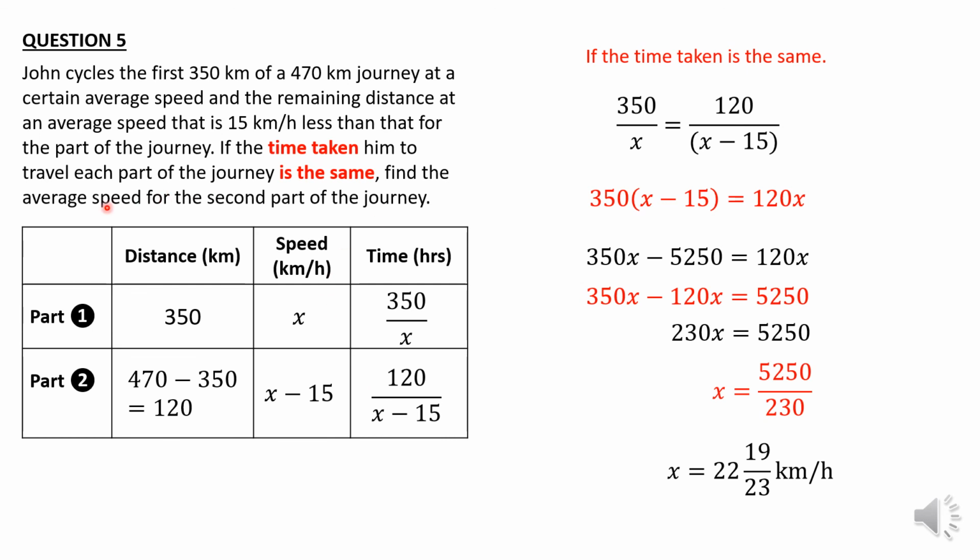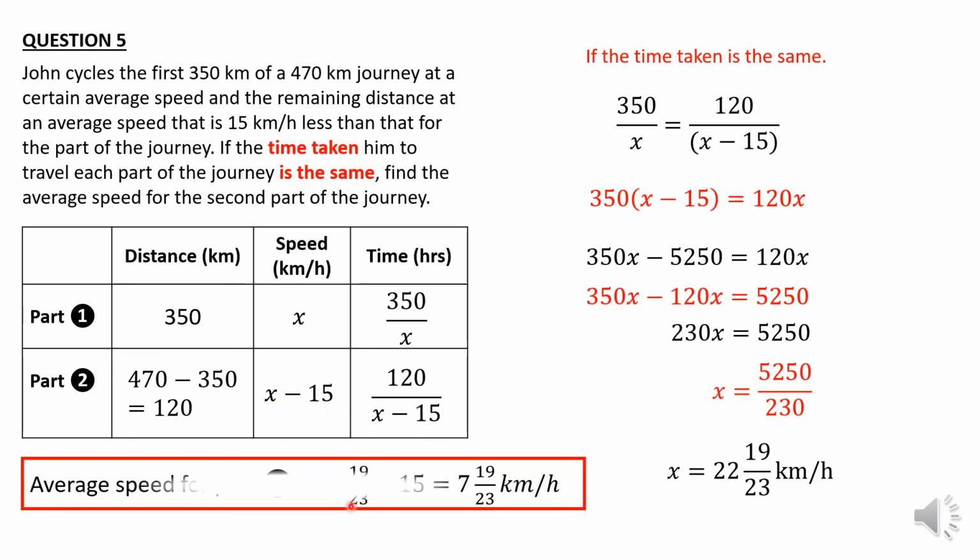But the question is asking for the average speed of the second part of the journey. And this 22 and 19 over 23 is the first part of the journey. So you are supposed to take 22 and 19 over 23 minus the 15. Alright, so that gives you roughly about 7.8 kilometers an hour. If you then punch in 22 and 19 over 23 minus 15.